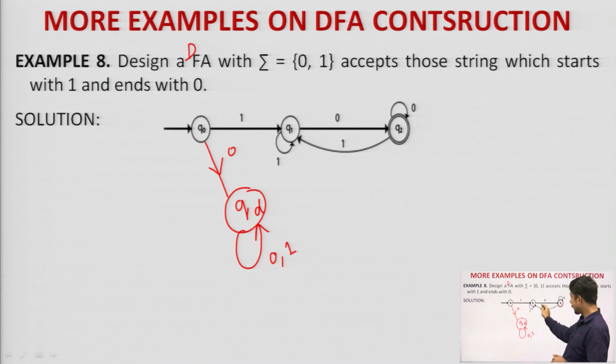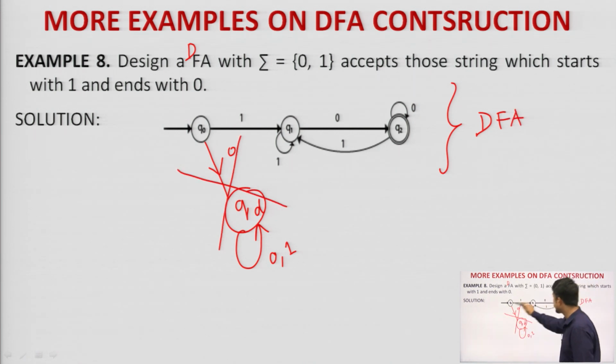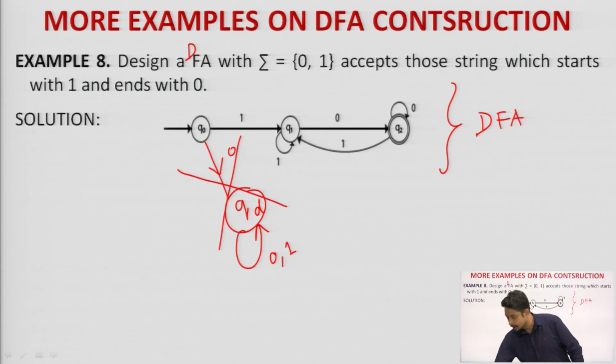Q 2: I have taken a backtrack, there is no worry. So, this is a perfect DFA, but if I do not take this particular part, then it will be an NFA. Okay. Let us go with the next question.